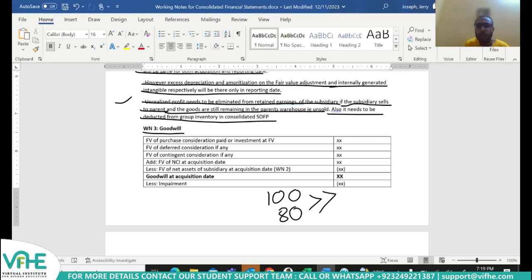So how do you calculate it? Simple calculation. Fair value of purchase consideration paid, or investment at fair value. So how much I have paid to get the subsidiary, that is the 100, right? Also, in the question, this will not be straightforward as cash. There might be other consideration as well. That also we have to add. First one, add fair value of deferred consideration.